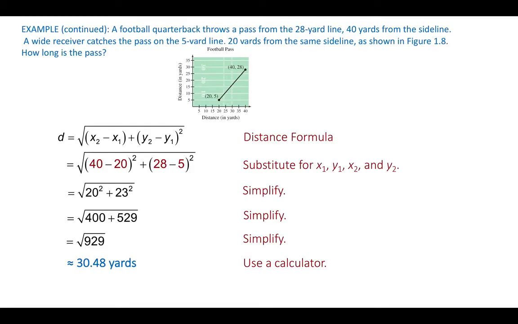Okay, here I am at the next slide, and again, you see the problem up there. So we're going to use the distance formula. So we look at the difference in x coordinates. Well, that's 40 minus 20, which is 20 squared. And the difference in the y coordinates, which are the yard lines, it's 28 minus 5. So that's going to give us 23. So we do the math, and we need to take the square root of 929, and that's 30.48 yards.